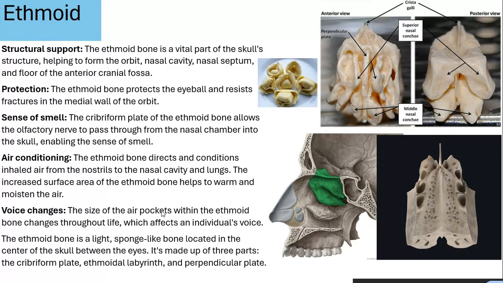Right? Ethmoid bone is a light, sponge-like bone located in the center of the skull between the eyes. It's made up of 3 parts: a cribriform plate, the ethmoidal labyrinth, and perpendicular plate. We just saw, right? This is the labyrinth that they're talking about. The maze-like labyrinth. Why do we have a maze-like labyrinth? Because of the air pockets, right? That's why you have air pockets in the AC, right? There you go.